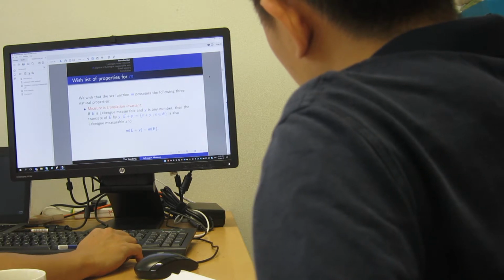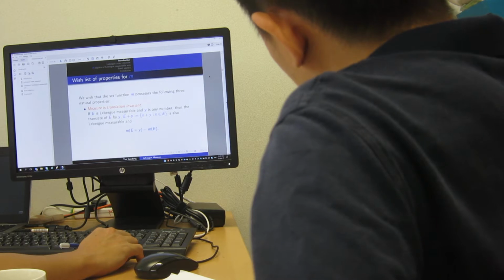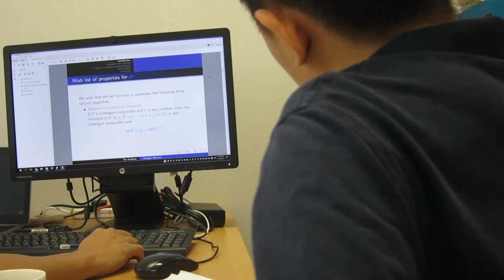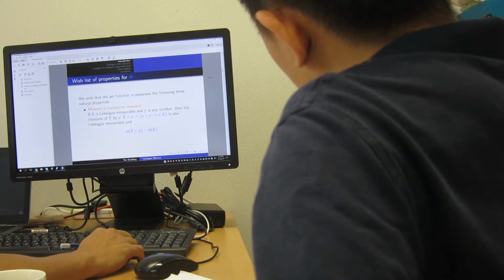In other words, this E plus y, which is the translate of E by y, should also be Lebesgue measurable, and the measure of this translate should be equal to the measure of the original set. So in this sense, the measure is invariant under translation. That's why it's called translation invariant.